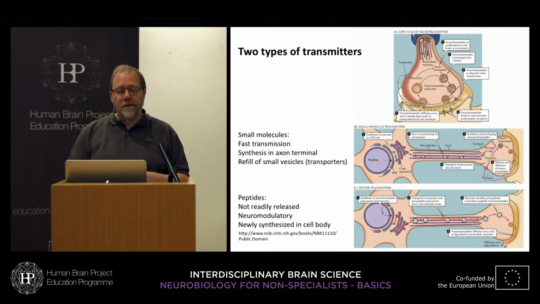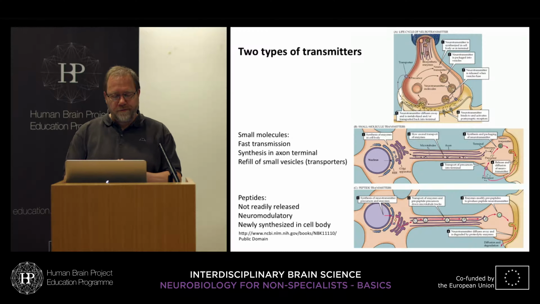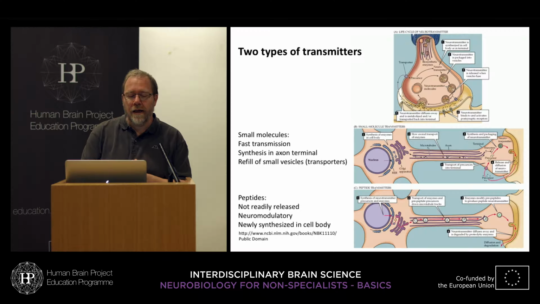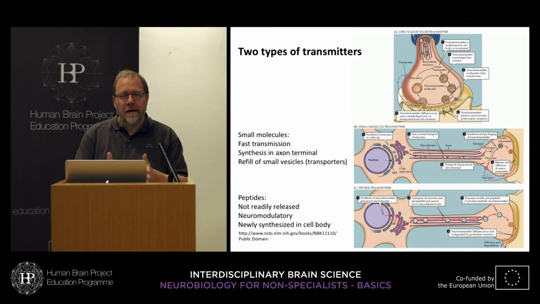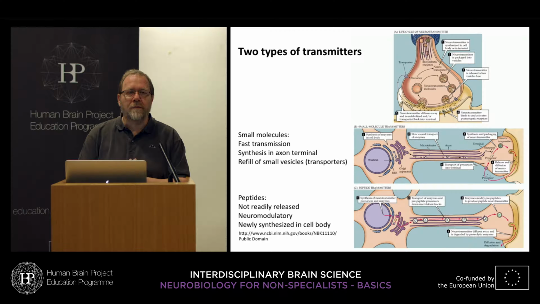There are two different types of such transmitters. First of all, we have small molecules. These are very small molecules in terms of amino acids, fragments of amino acids, purines, and they provide a very fast transmission. They can be synthesized in the axon terminal, and they can be refilled into these synaptic vesicles.